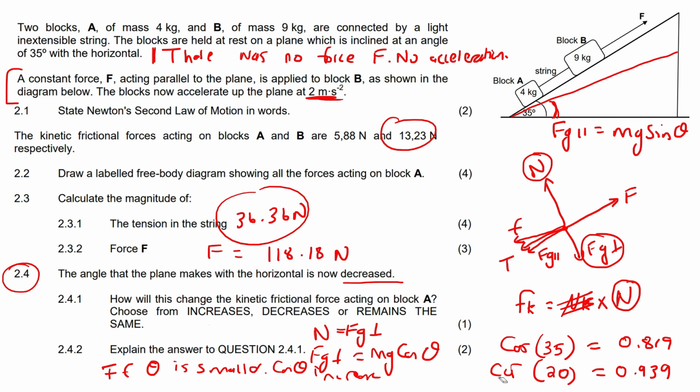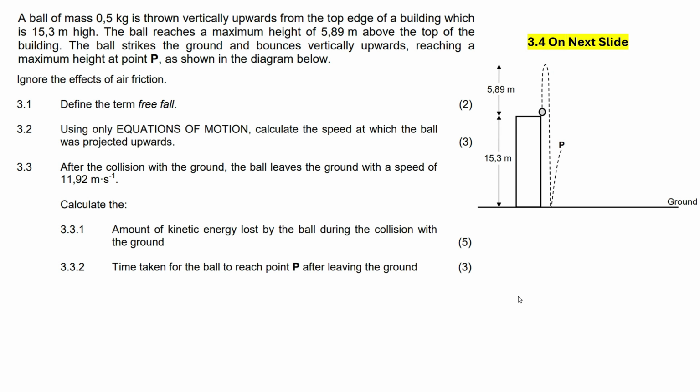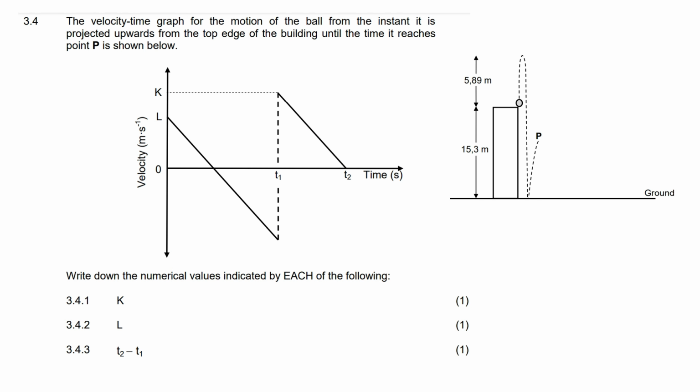Okay, so you can just explain that to them. You could say, if theta is smaller, cos theta will increase. Therefore, Fg perpendicular will increase. Therefore, normal force will increase, and therefore kinetic friction will increase. Okay, for this question, I just want to remind you 3.4 will be on the next slide.